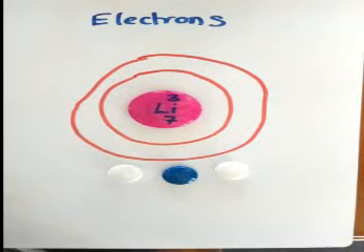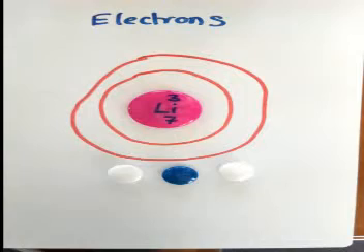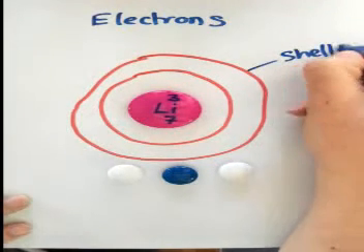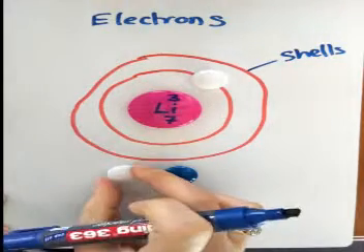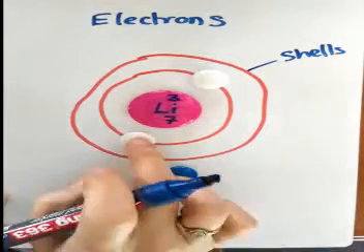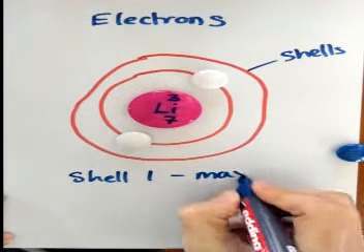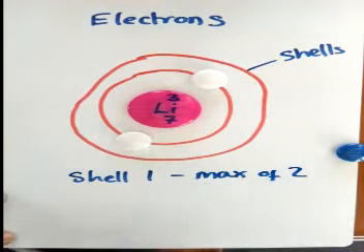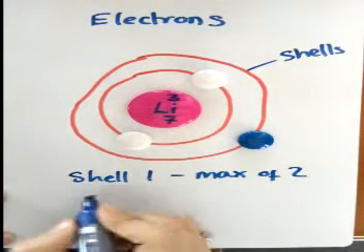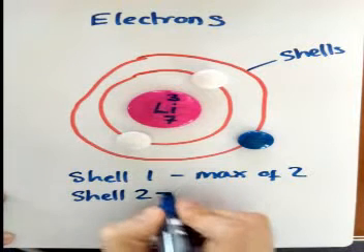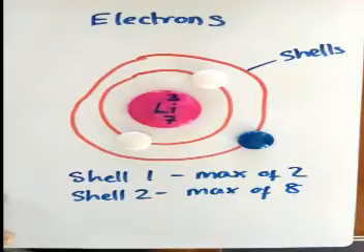Now there's rules about how many electrons we can have in each shell. These are called shells here. Our first shell can only have 2 electrons in, so we put our 2 electrons here. Shell 1 has a maximum of 2 electrons. So our third one that we've got left over is going to have to go in our second shell here. Now shell 2 can have a maximum of 8 electrons until we say it's full.